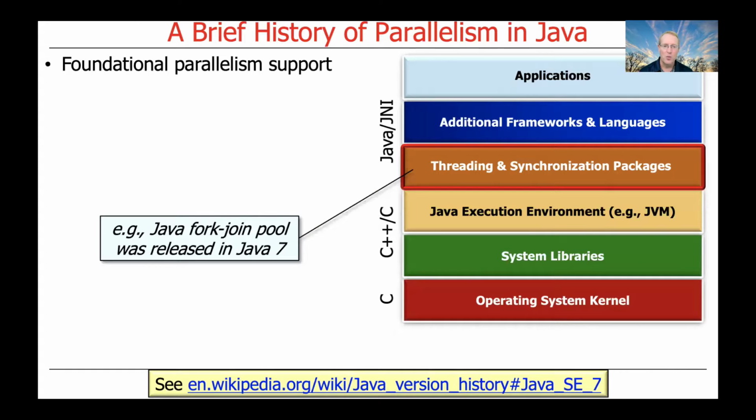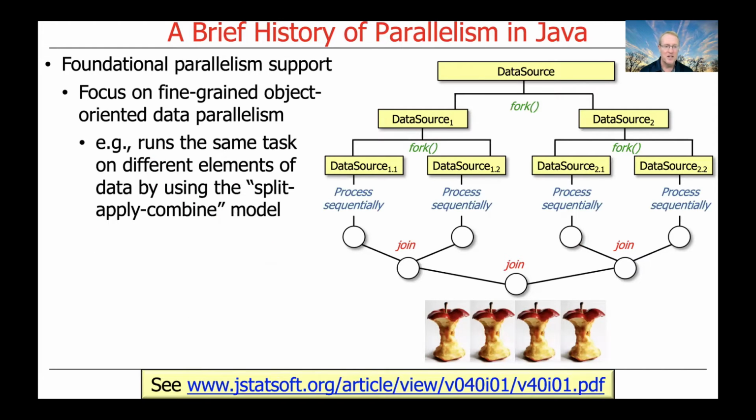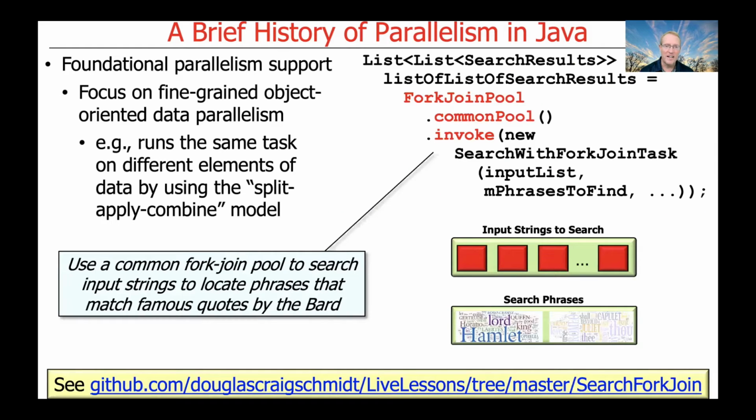We'll start the discussion with Java's foundational parallelism support, which came when the Java fork join pool and fork join framework were introduced in Java 7, which was released in roughly 2010. The focus of the fork join framework is on fine-grained, object-oriented data parallelism. In this model, the same task is run on different elements of data by applying the split, apply, combine model, which we talked about earlier when we discussed the fork join framework in detail, and also when we discussed the Java parallel streams framework.